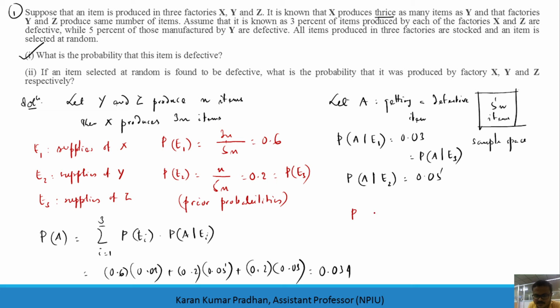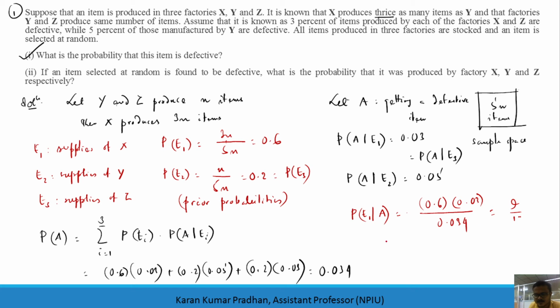If your item is found defective, that means given the item is defective, then what is the probability that it is produced by your X? So this will be 0.6 times 0.03 divided by 0.034, right? So this is 0.018 divided by 0.034, which is 9 out of 17.